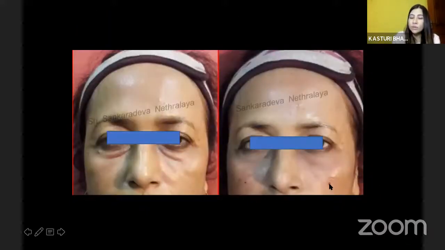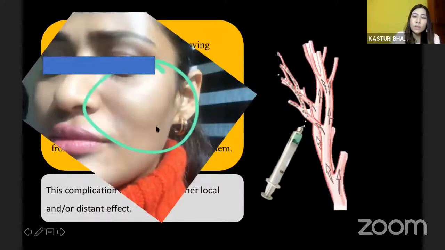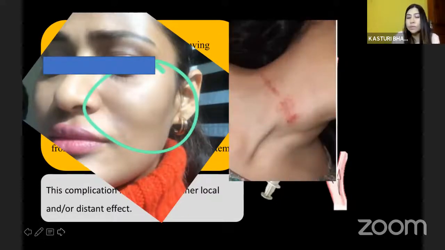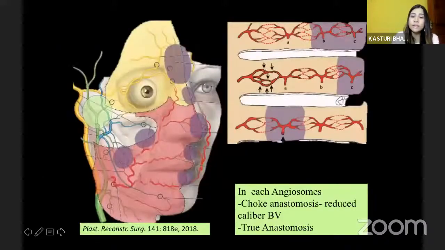You see, this is the point of entry of the cannula, and you can see this immediately following the treatment. You can see such a beautiful correction, but you can also have lots of complications, especially vascular complications, where the result can be local, where you can have blanching like this following injury to the blood vessel, or you can have a remote or distant effect. However, in the face, we are very lucky. We have the angiosomes, and these have both the choke anastomosis and the true anastomosis.